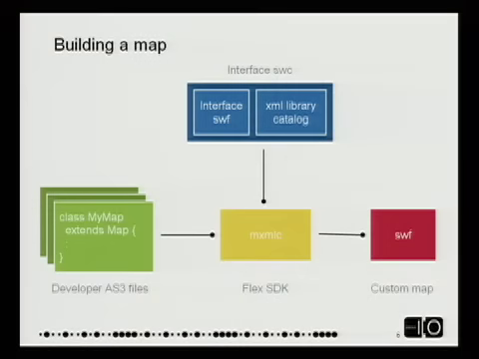When you build a map, you take this interface SWC, which itself is contained inside the zip file. Inside that, there's then an interface SWF. So that's the compiled code for the interface which you're programming against, and an XML library catalog. And the XML library catalog provides the definition of classes and the signatures of the methods inside those classes. So that's how the compiler is able to assert at compile time that your code is compiling against the interface and pick up any type errors at that point.